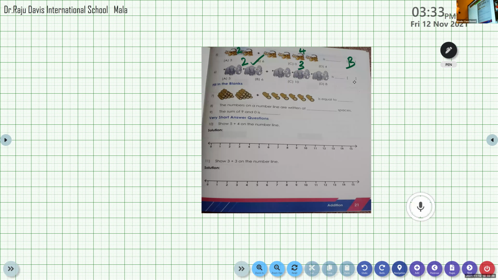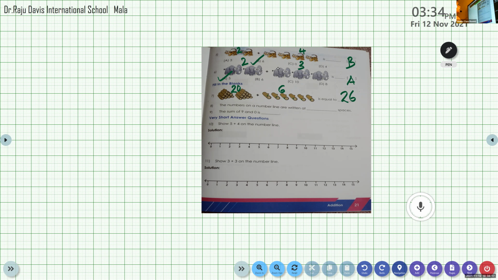Lisa Maria, please unmute and tell me the next one. Are you remembering the bundles of tens and ones? Yes. So how many bundles you can see before the plus symbol? 2. So 2 tens means what's the number? 20. Yes, so here it is 20. Then you can see the ones. 1, 2, 3, 4, 5, 6. So 20 plus 6. What's the answer? Yes, it's 26. Very good. Thank you, ma'am. Welcome, my dear. 20 plus 6, 26.